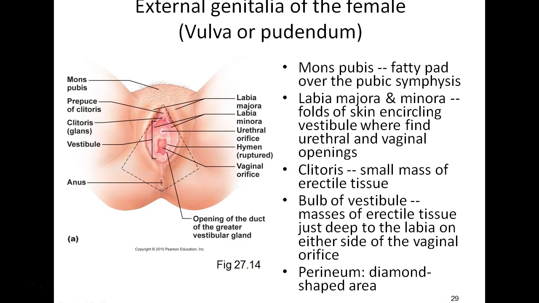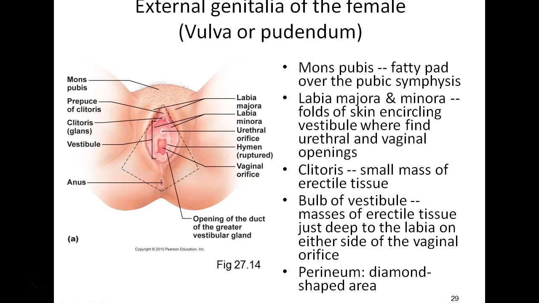First, we arrive at the mons pubis. This is a sort of fatty pad that's going to be over a bone called the pubic symphysis. This is covered by hair, and we then arrive at the labia majora. The labia majora are paired, thickened folds of skin and connective tissue. The labia majora, it's noteworthy, are going to be homologous to the scrotum in male reproductive external anatomy.